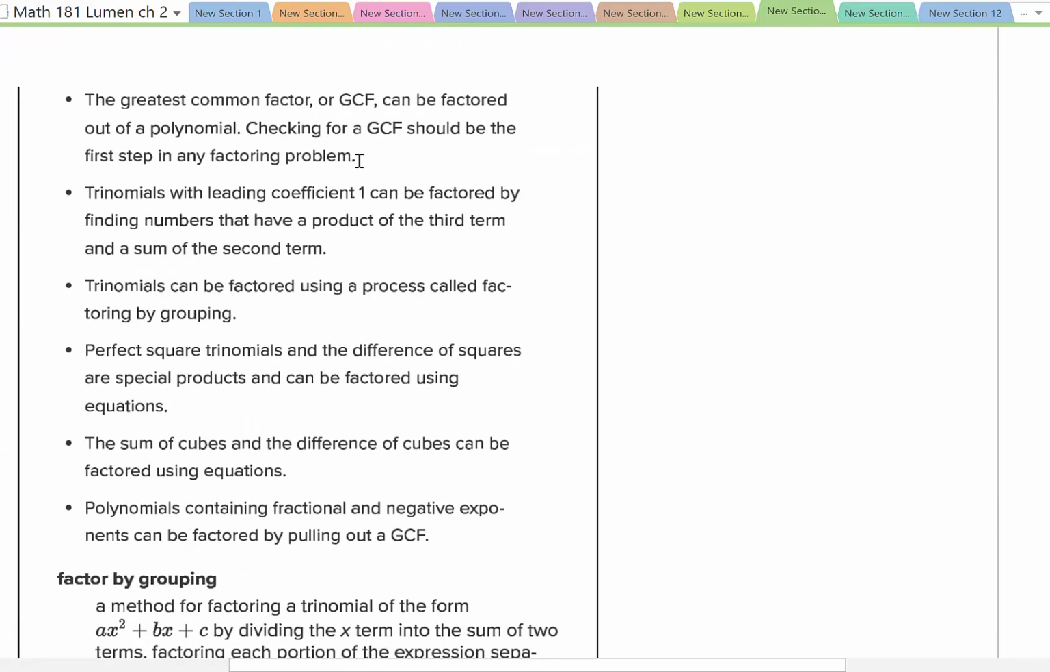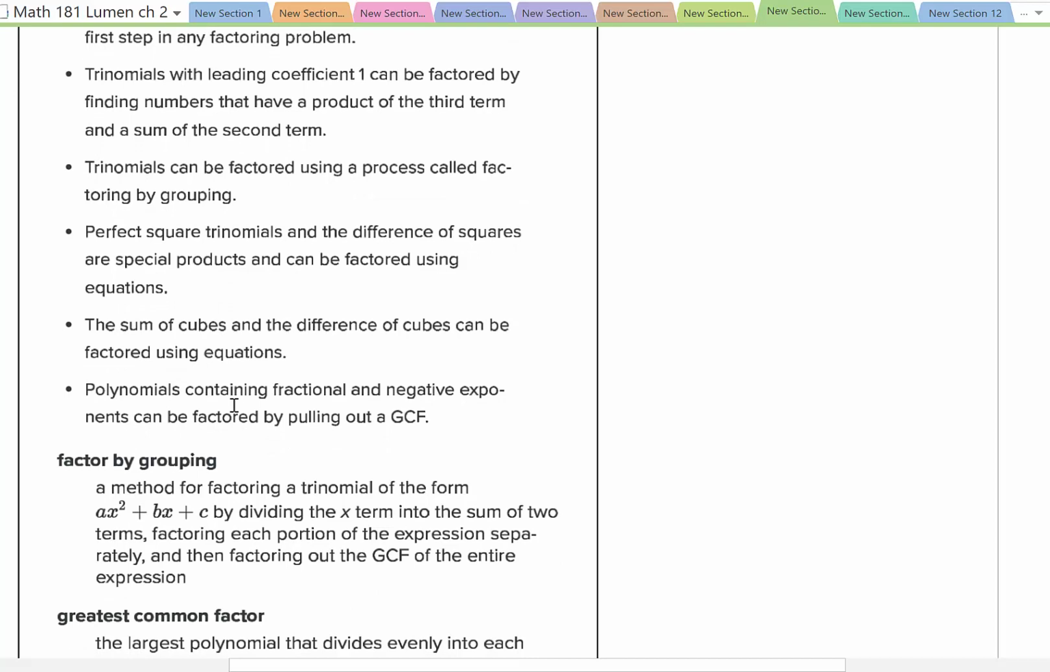The greatest common factor, or GCF, can be factored out of a polynomial. Checking for the greatest common factor should be the first step in any factoring problem. Trinomials with leading coefficients of 1 can be factored by finding the numbers that have a product of the third term and a sum of the second term. If you've seen my technique of doing that, that's the diamond problems. Trinomials can be factored using a process called factoring by grouping. Perfect square trinomials and differences of squares are special products and can be factored using equations. The sum of cubes and difference of cubes can be factored using equations.